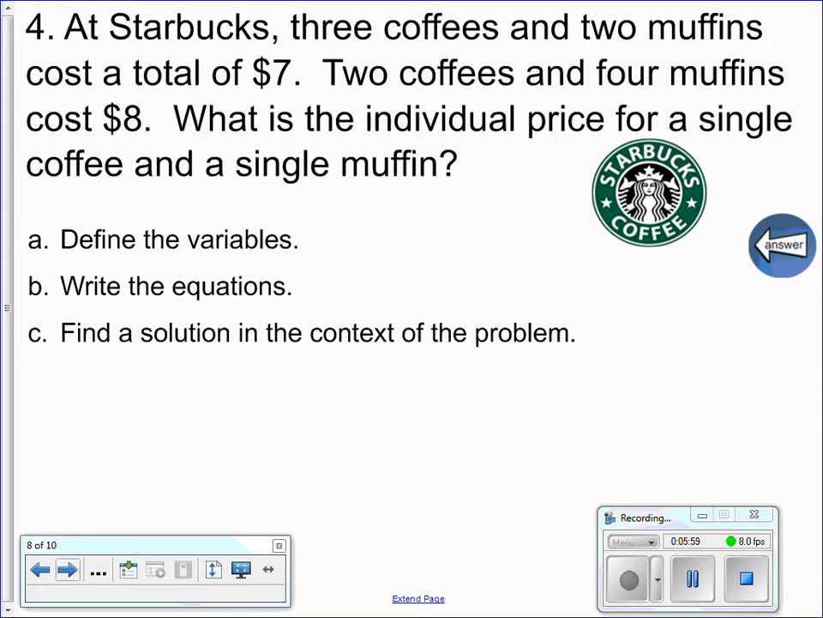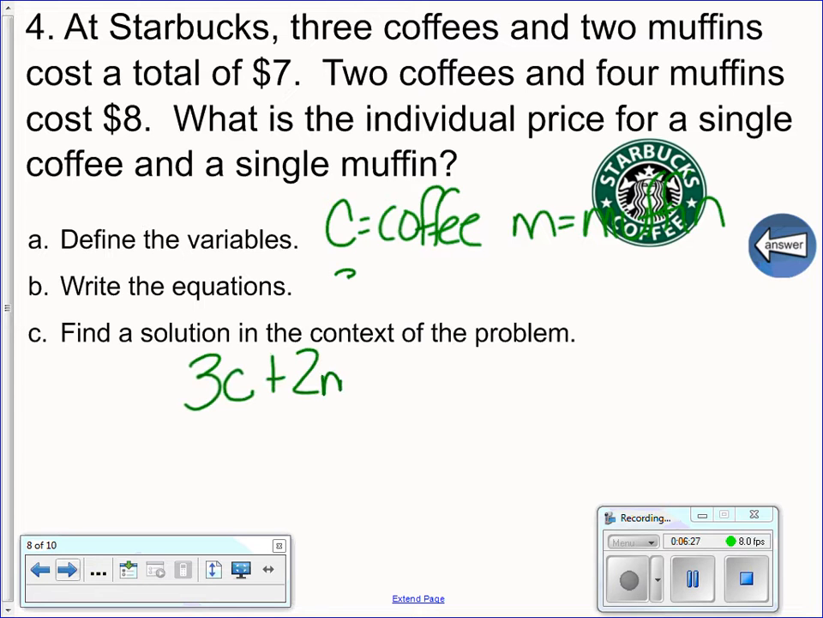At Starbucks, 3 coffees and 2 muffins cost a total of $7, and 2 coffees and 4 muffins cost $8. What's the individual price for a single coffee and a single muffin? So I'm going to go ahead and say C is for coffee and M is for muffin. I'm going to write the equations down here: 3 coffees plus 2 muffins equals $7, and 2 coffees plus 4 muffins equals $8.